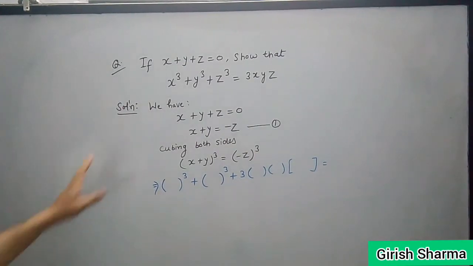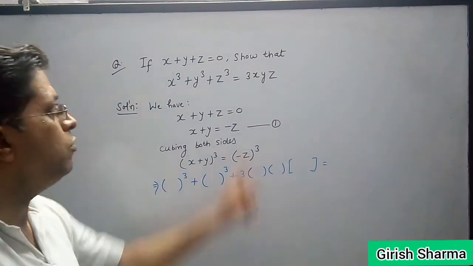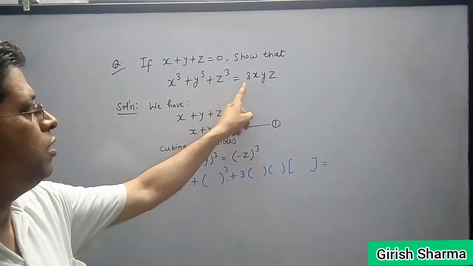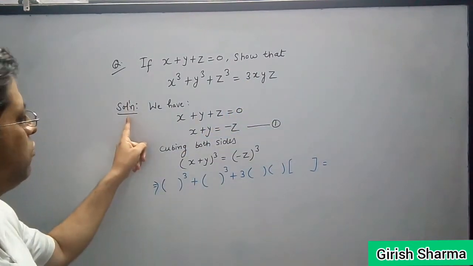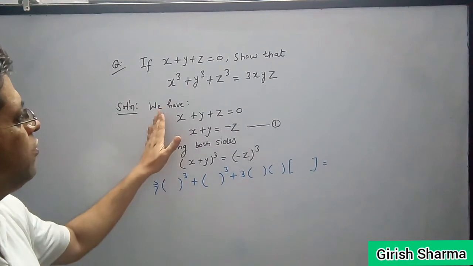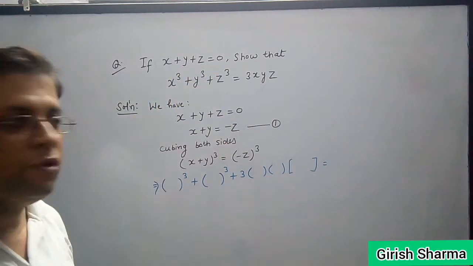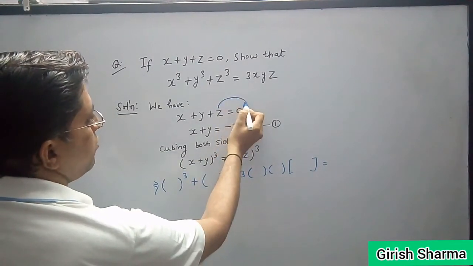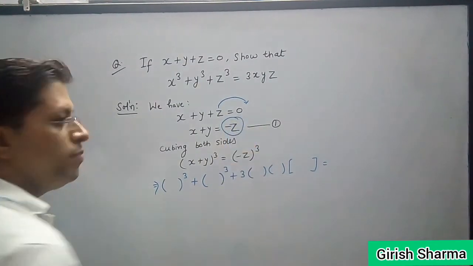Hello students, now see the question. If x plus y plus z is equal to 0, then show that x cube plus y cube plus z cube is equal to 3xyz. What is the solution? See, what we have given, you have given x plus y plus z is equal to 0. Now what I am going to do, I am sending z this side, this will become minus z.